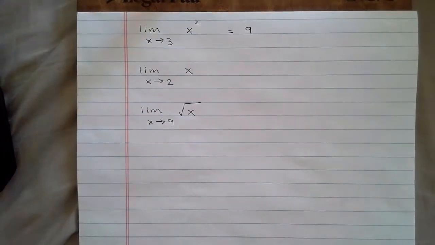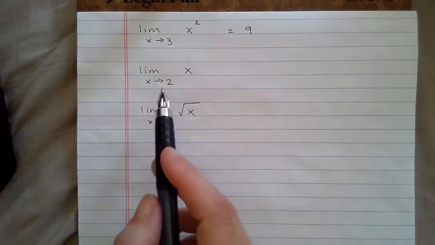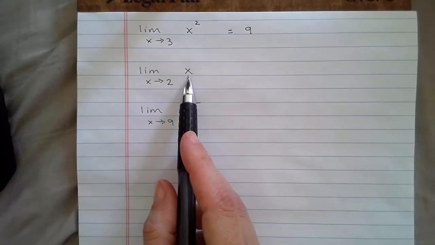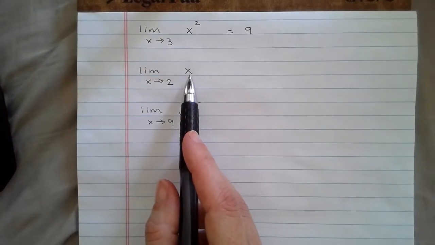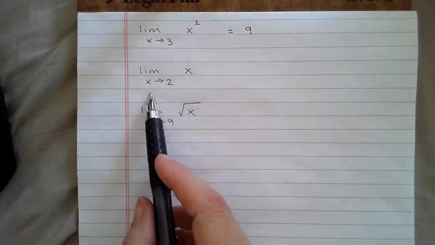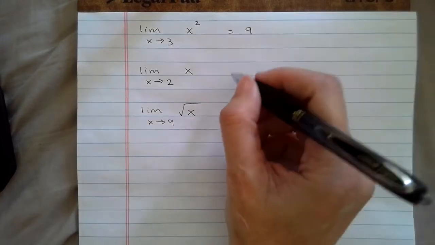That method of plugging it in is called direct substitution, and it always works until it doesn't. And I'll talk to you about what that looks like by the end of the lesson and then in the next video as well. So when we're looking at this graph, this is talking about the graph of y equals x, that line that goes up the diagonal. When x is 2, what y value is it going to?